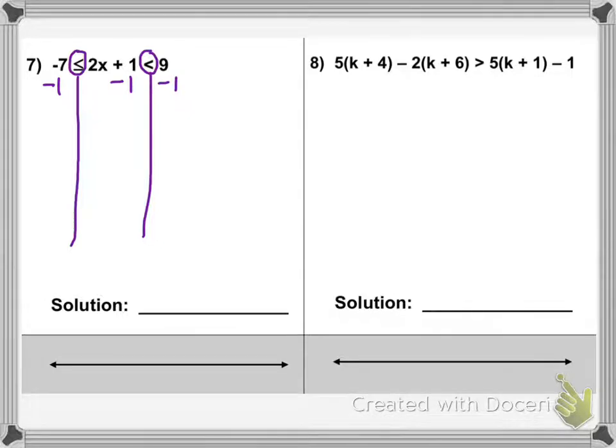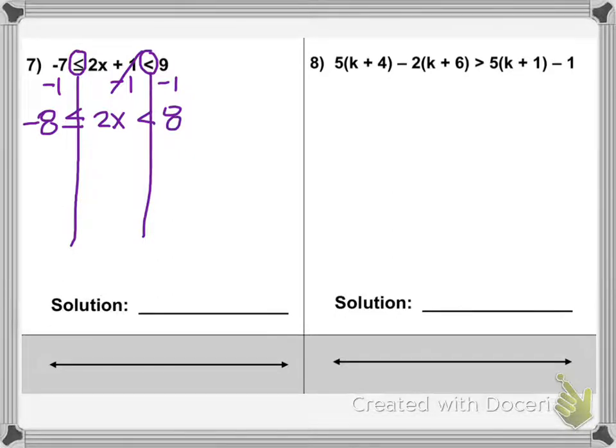So when I subtract 1 from 1, I get 0. So in the middle there, I only have 2x. I'm going to bring down both my symbols, my less than or equal and my less than. On the left, I've got negative 7 minus 1, which is negative 8. On the right, I've got 9 minus 1, which is positive 8. We're going to keep going.